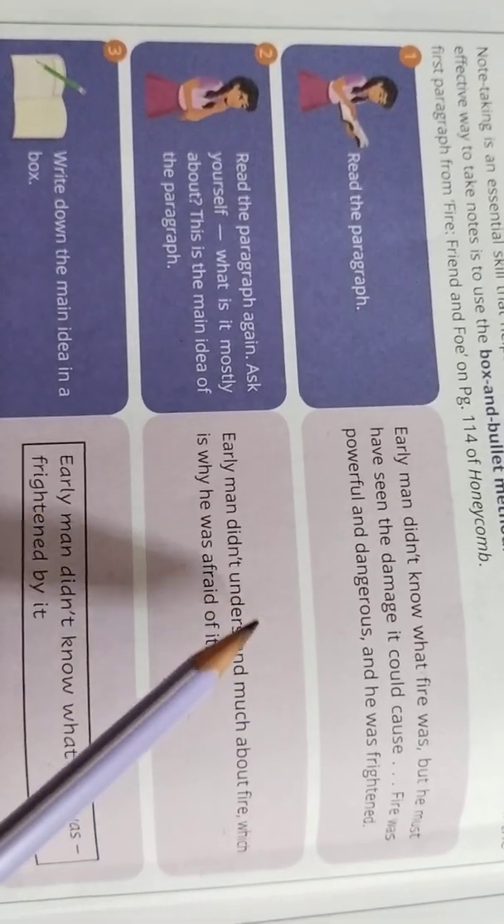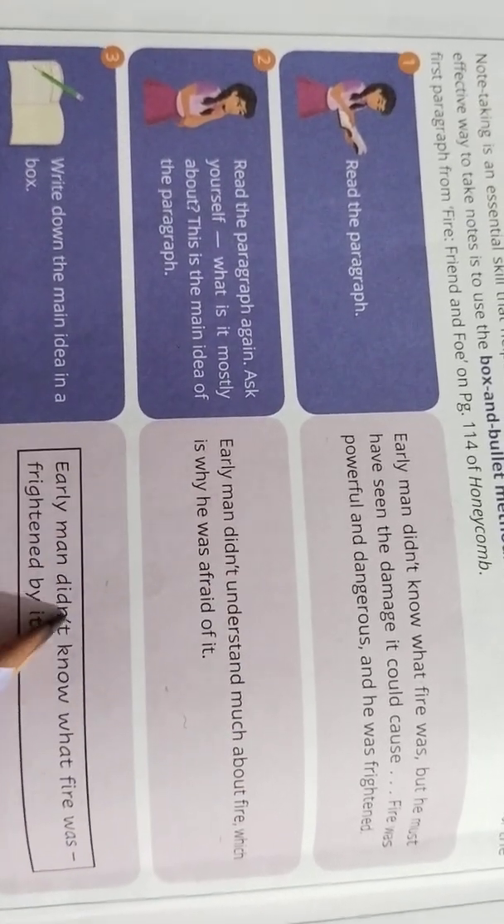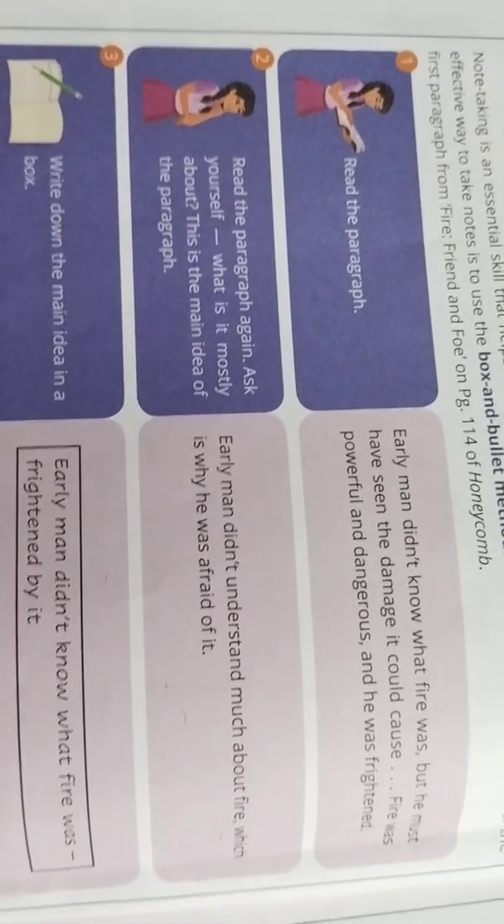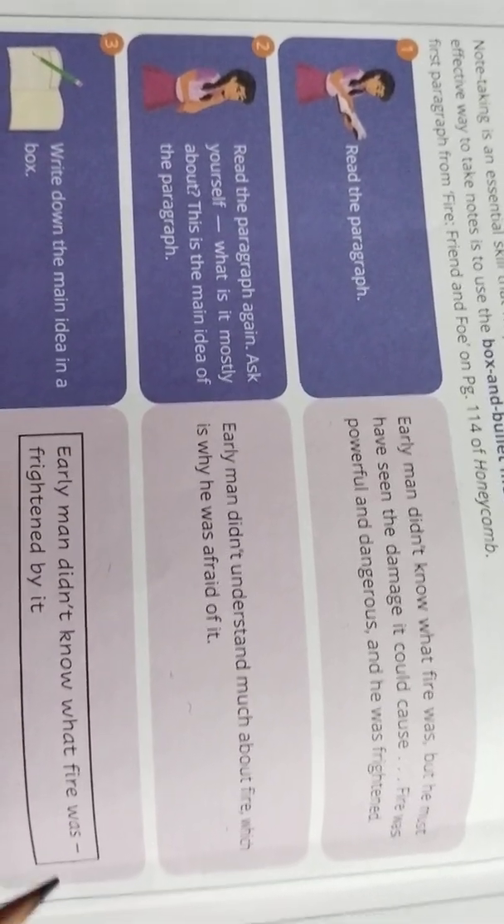So you have found the main idea from the paragraph now. So you have to write that particular main idea in a box. Can you see? Early men didn't know what fire was, so they were frightened. So that you have to note in a box. So you have written a main idea in a box, no?